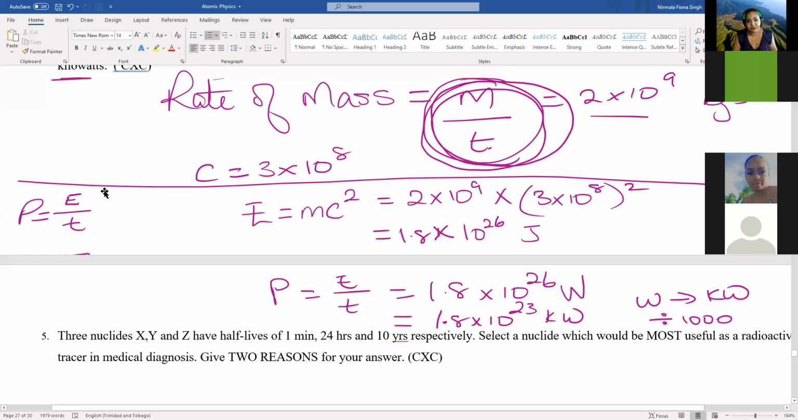All right, but if you all see a simple question like this, rate of mass simply means we have the mass being divided by time, and that time can be translated to your next equation.